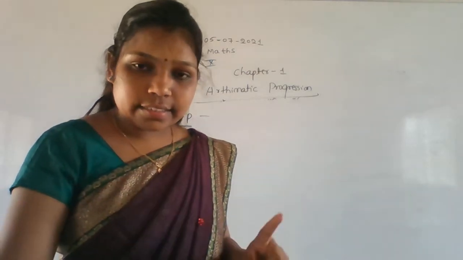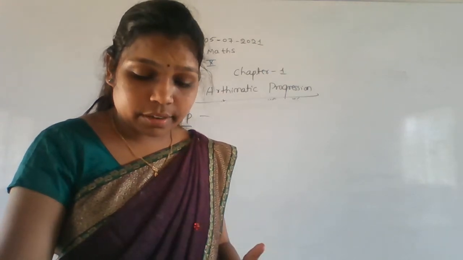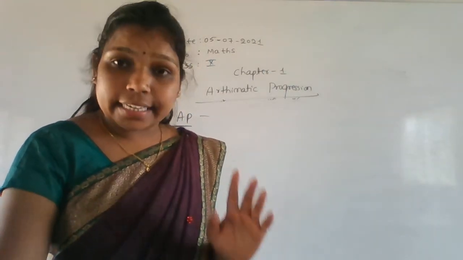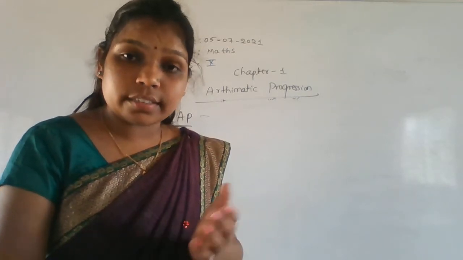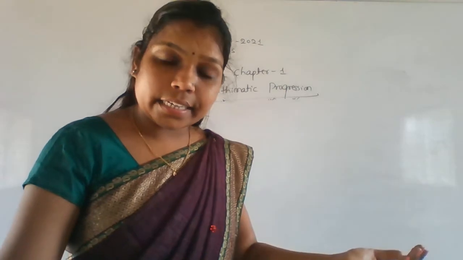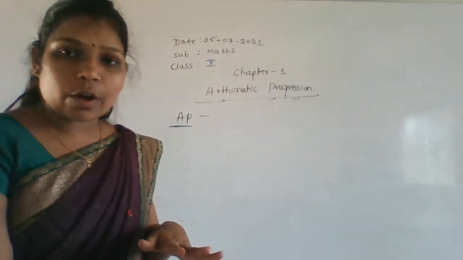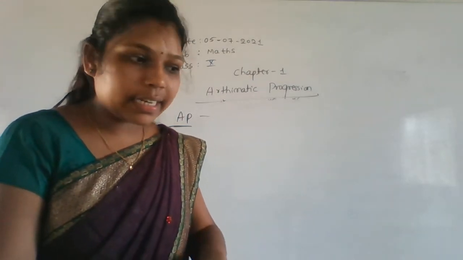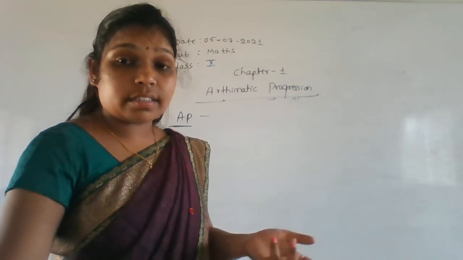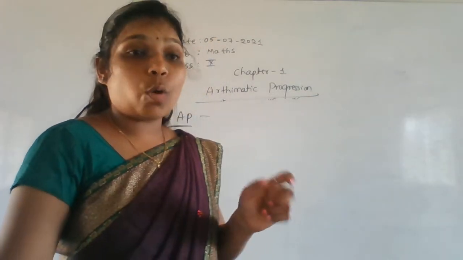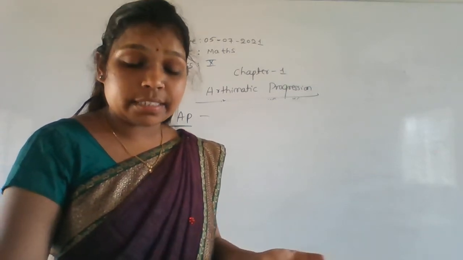Okay, once again listen here. The arithmetic progression is the list of numbers in which each term is obtained by adding a fixed number to the preceding term. What is the meaning of preceding term? I hope everyone knows the meaning of preceding. Preceding means the number that is behind. You have heard of successor and predecessor in lower classes. So that is the preceding term here.